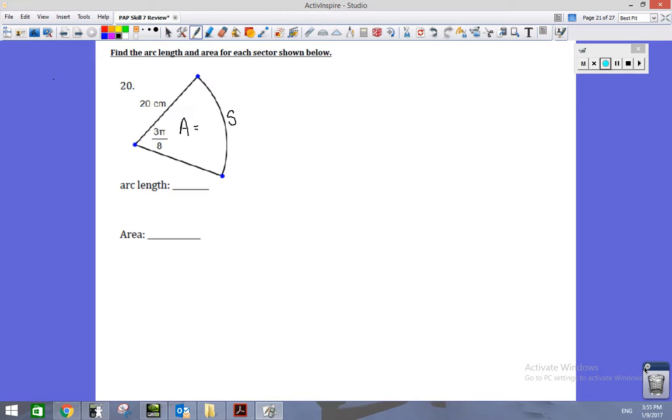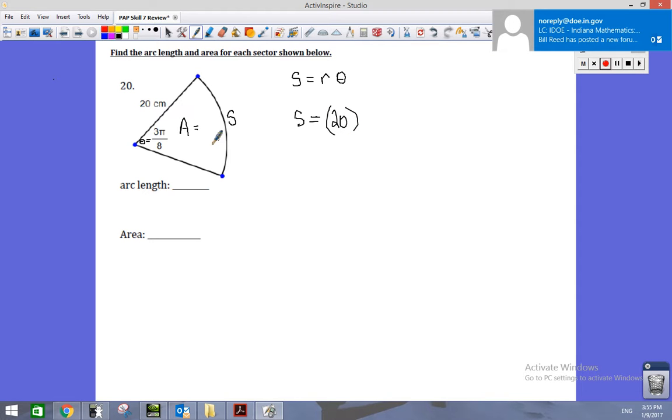And so I have formulas that if my angle measure is a radian measure, which in this problem it is, then I can calculate the arc length by taking the radius times that angle measure. And it's common to use the Greek letter theta for an angle measure. So if I'm trying to find the arc length S, I know that the radius is 20 centimeters. I know that the angle is 3 pi over 8.